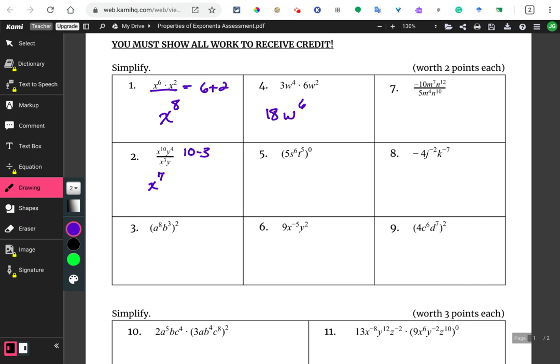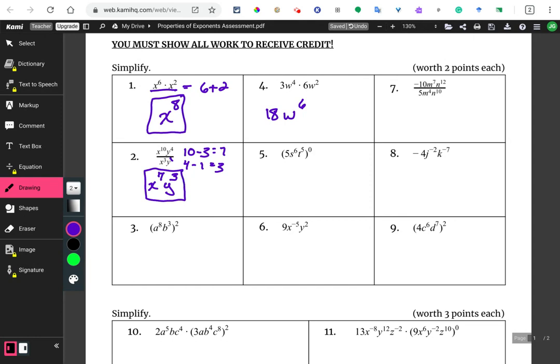Then you have 4, and there's a little one here, they don't show it, but you have 4 minus 1. That equals 3. So 4 minus 1, your y's are going to turn into y to the third. Okay, so that's your answer here. All right, the answer for number one is right here.